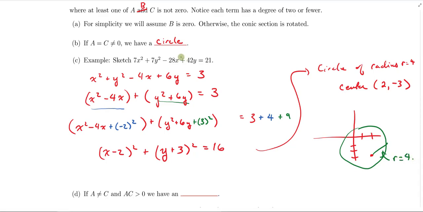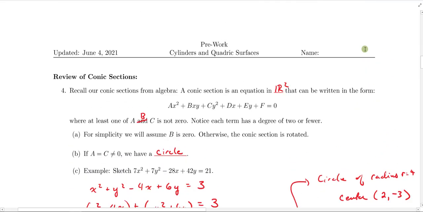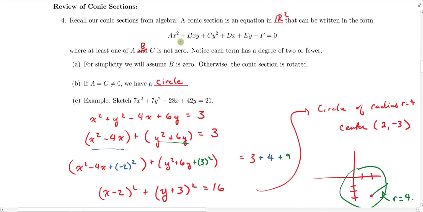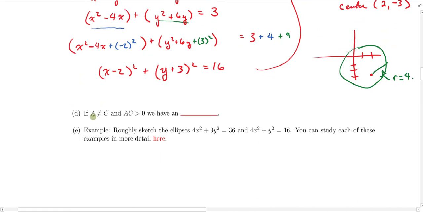Okay, so the real point of doing this, though, was to recall the classification for the conic sections here. So if we have this conic section and B is 0 and A and C are equal to each other, then this conic section describes a circle. What about some other cases? Well, if A and C are not equal to 0, then we're either going to have an ellipse or we're going to have a hyperbola, and it will depend on the product of A and C. If the product of A and C is positive, then what we're going to have is an ellipse.